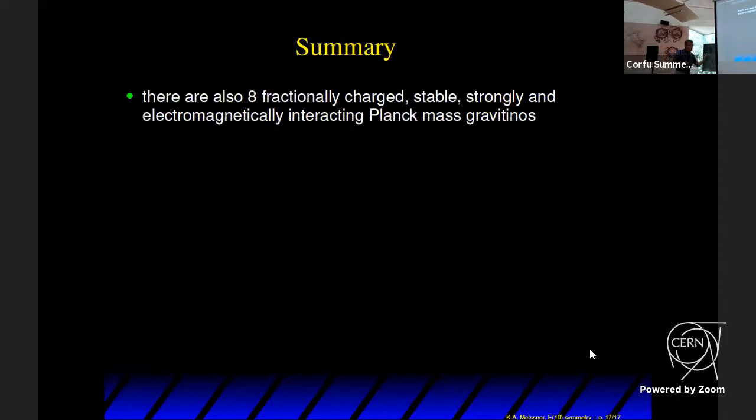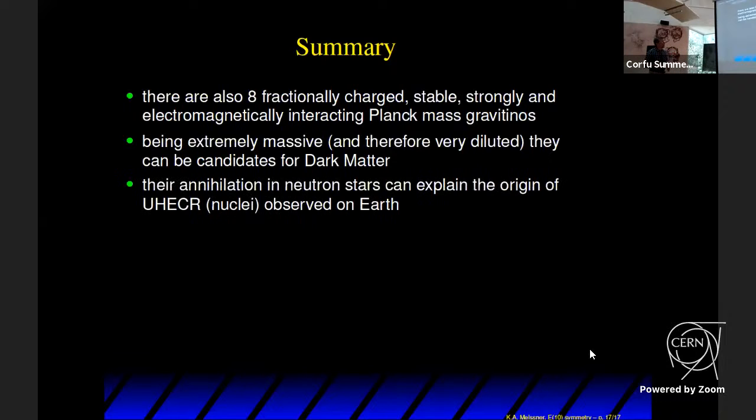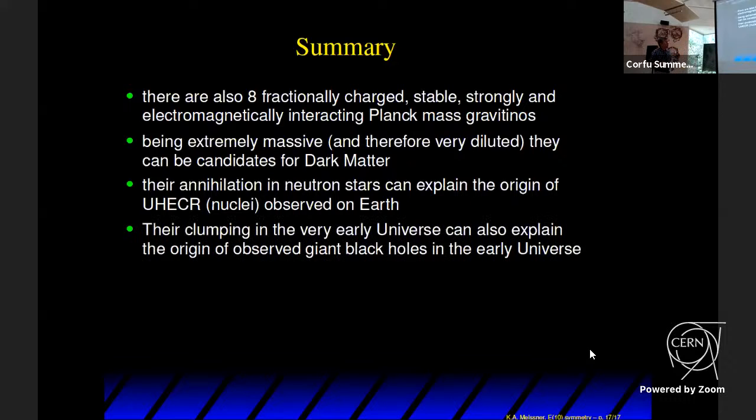There are also 8 fractionally charged, stable, strongly and electromagnetically interacting Planck mass gravitinos. Being extremely massive and therefore very diluted, they can be candidates for dark matter even though they are charged. Their annihilation in neutron stars can explain the origin of ultra-high energy cosmic rays, in fact nuclei observed on Earth. And their clumping in the very early universe can also explain the origin of observed giant black holes. Time will tell. Thank you.